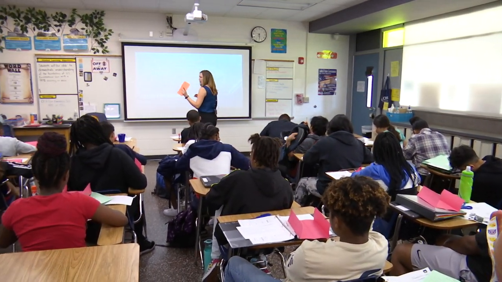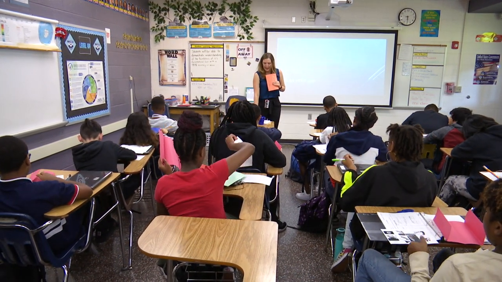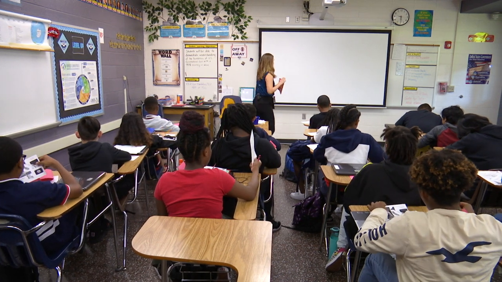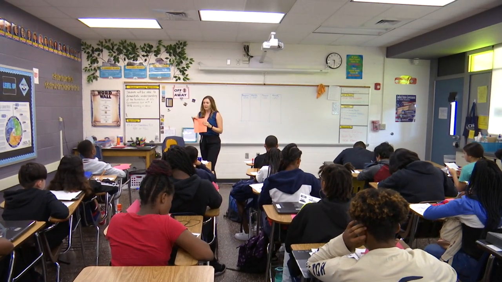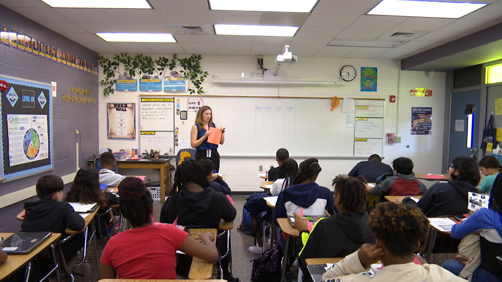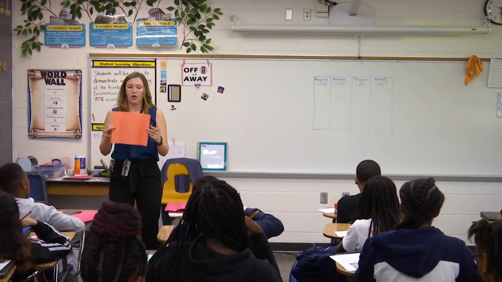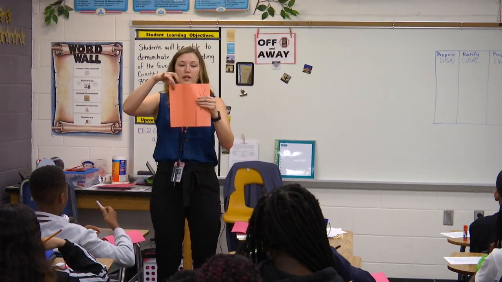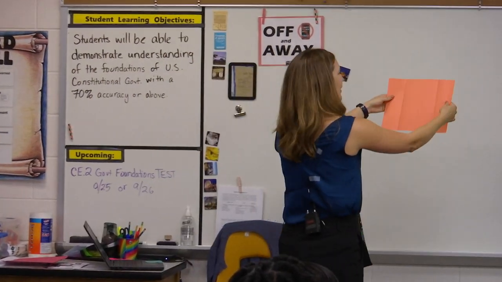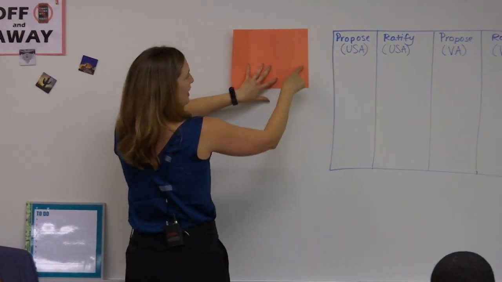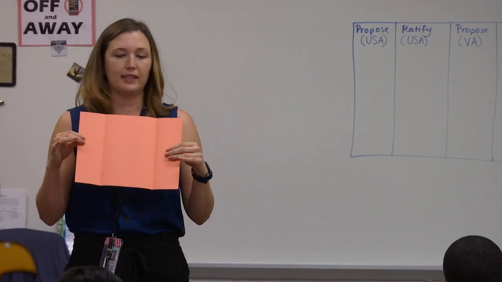Okay, here's where I need you guys to show me what you know. On your white strip of paper, on the white piece of half paper, you're going to cut out those four strips, and they have the steps for proposal and ratification for the U.S. Constitution and the Virginia Constitution. So let's label, before we cut, let's label on the top of our foldable. For the USA side, you need to put propose and ratify. And for the Virginia side, you're going to put propose and ratify. So when you have your paper flat like this, and you see your four columns, it's going to look just like that. Propose, ratify, propose, ratify. Exactly like you see on the board.